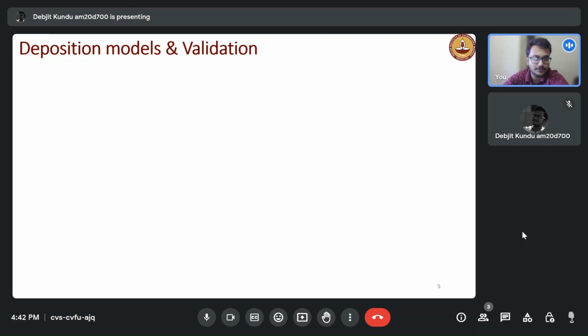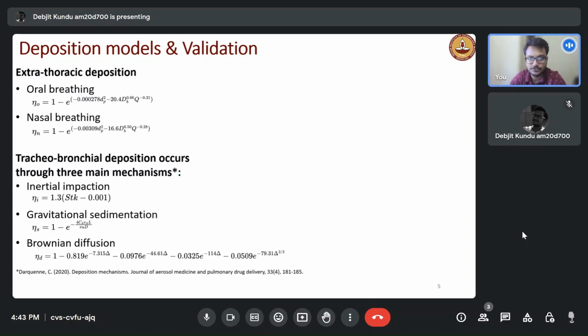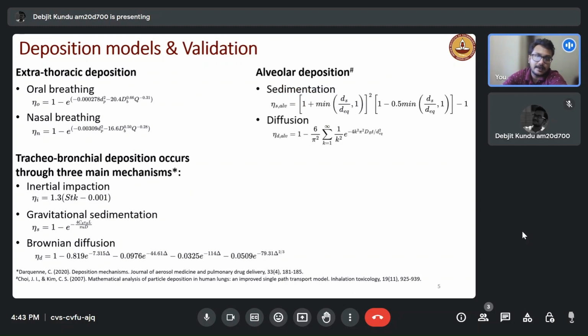For estimating the deposition efficiencies, we take different analytical as well as empirical models available in literature for different regions. So this is for oral breathing and nasal breathing, and for the main bronchioles, the deposition occurs through three mechanisms: impaction, sedimentation, and diffusion. These are the expressions of those three mechanisms. And in alveoli, deposition occurs mainly through sedimentation and diffusion only, and these are the expressions for that.